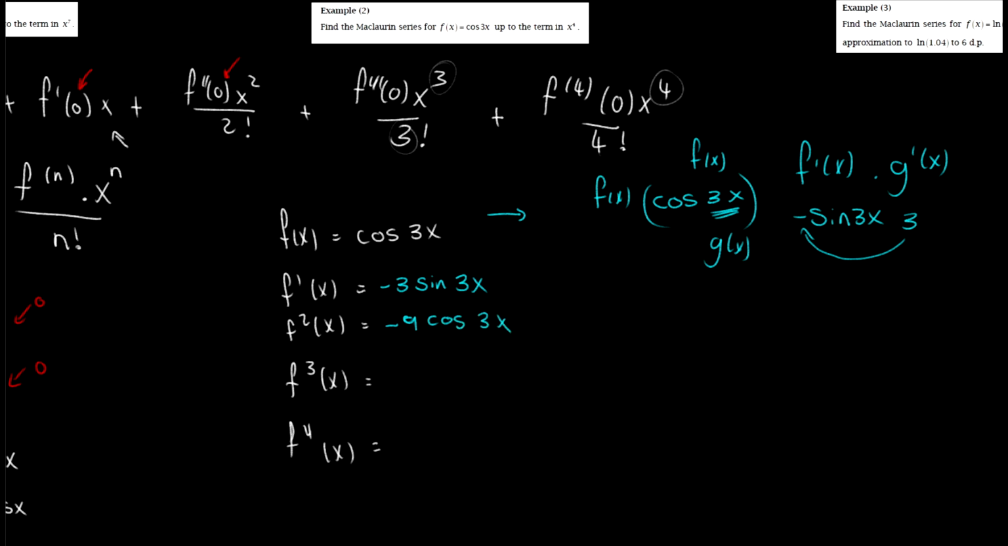And then the differential of cosine is negative sine. So that becomes positive 27 sine 3x. Again, I'm just multiplying the 3 forward every time I differentiate, right? Because the differential of 3x is 3. And our final one will be 81 cosine 3x.